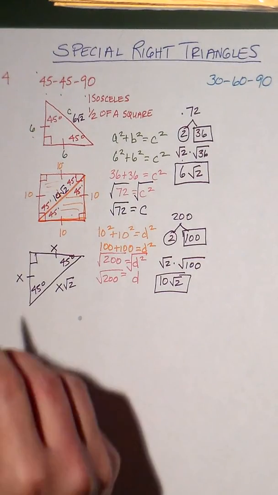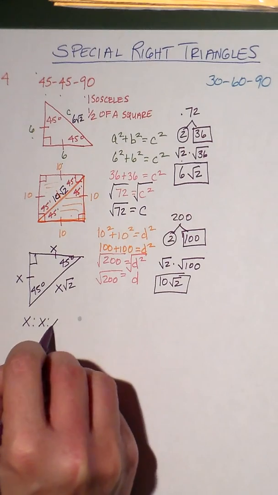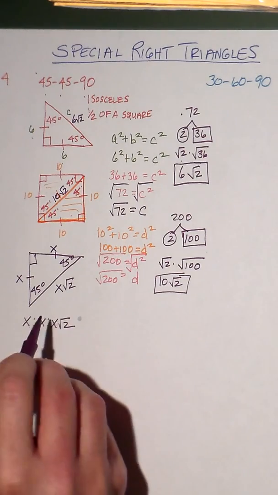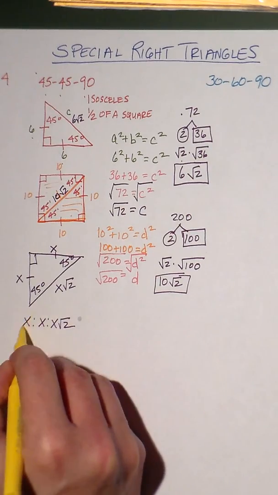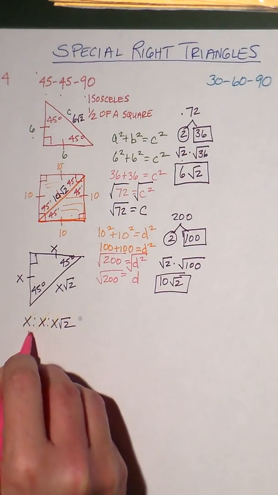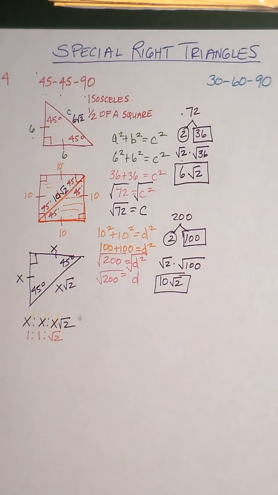Now, if we wrote that as a ratio, we would write that as x to x to x square root of 2. That's the ratio of the sides. But what do they all have in common? Well, they all have that x, right? If I were to divide everything in here by x, what would I end up with? Well, x divided by x is 1, 1, square root of 2. So that is your ratio for 45, 45, 90 for all the sides.